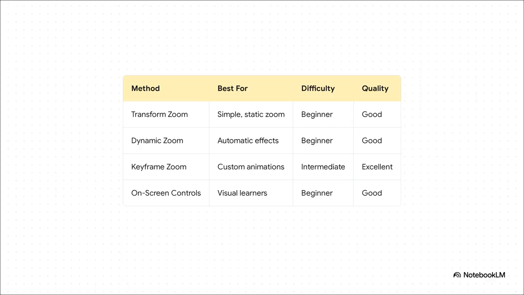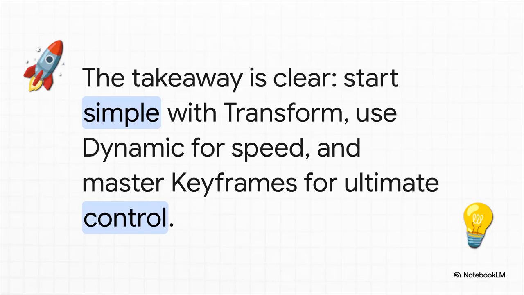So how do you decide which method to use? Well, it all comes down to what you're trying to do. For a quick, static reframe, just use the basic transform controls. If you need a nice-looking motion effect, like right now, dynamic zoom is your best friend. But when you need to be the artist, when you need total control over the timing and feel, that's when you bring out the big guns, keyframes. So really, the whole journey is a logical one. You start simple with the transform controls to get the feel for it. Then you use dynamic zoom when you need to work fast. And finally, you put in the time to really master keyframes, because that is where the ultimate creative control is waiting for you.